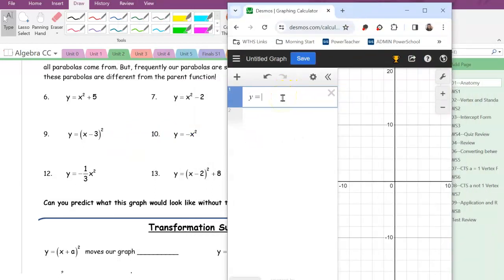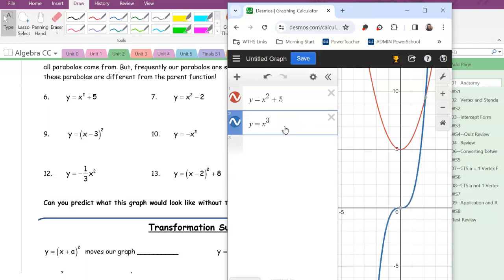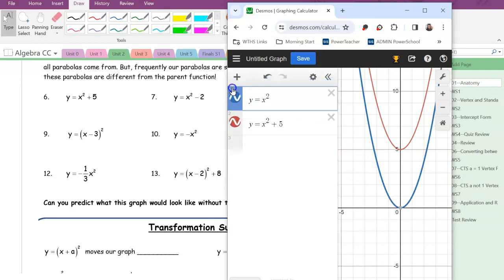Okay, and I'm going to type in the first one. So I have y equals x squared plus 5. And if you notice, this parabola has shifted up from the parent function. In fact, I'll just leave the parent function here so we can see the original. There we go. All right, so our blue one is the original. Move that in front. Okay, and we can see clearly that it has shifted up 5.